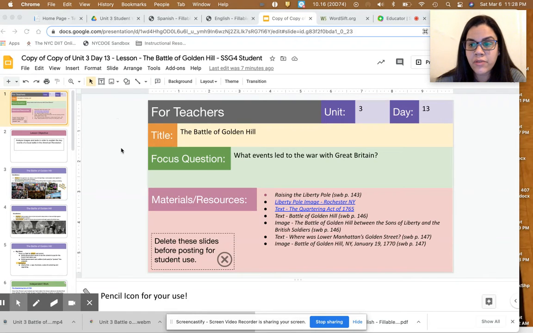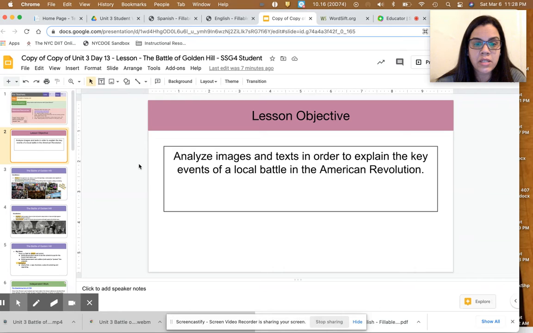The student-facing video will be focusing on the independent work portion of the Grade 4 Unit 3 Day 13 lesson called The Battle of Golden Hill. The focus question is what events led to the war with Great Britain, and our lesson objective is to analyze images and text in order to explain the key events of a local battle in the American Revolution.